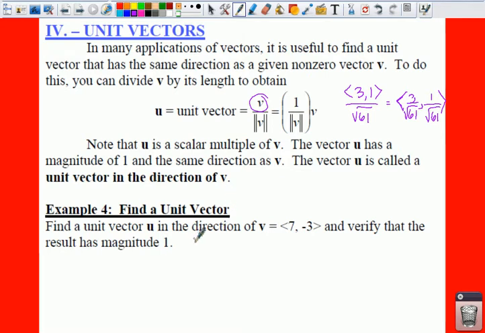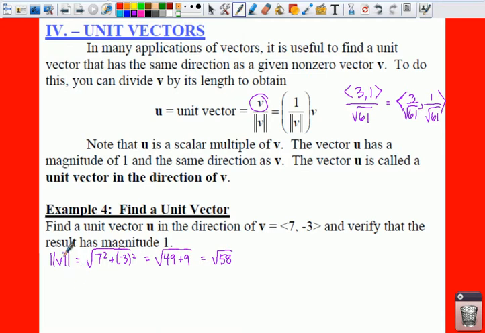So if we want to look at example 4 here, and we need to find a unit vector u in the direction of v, then we're going to find our magnitude of v. So the magnitude of v is just the square root of 7 squared plus negative 3 squared. Now remember, when you square negative 3, that doesn't give you negative 9, that gives you a positive 9. So your magnitude is 58.